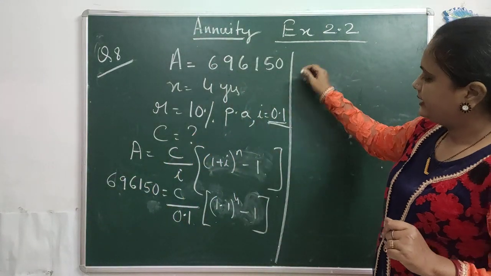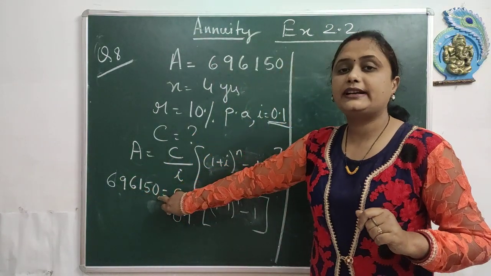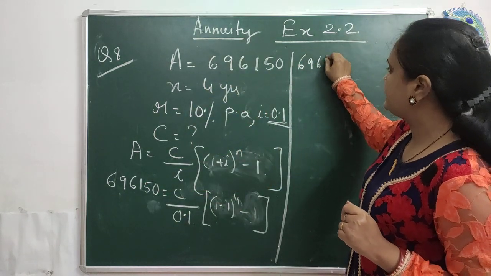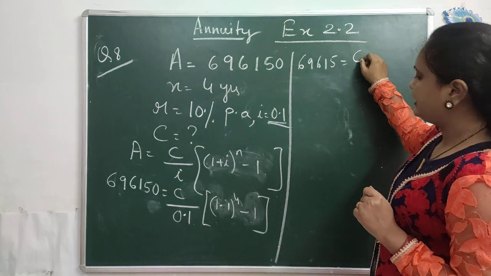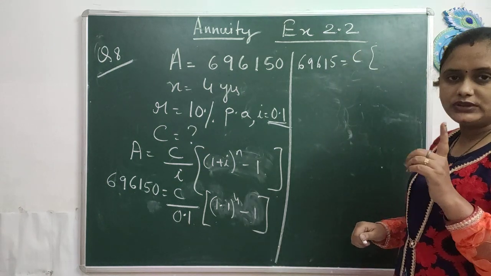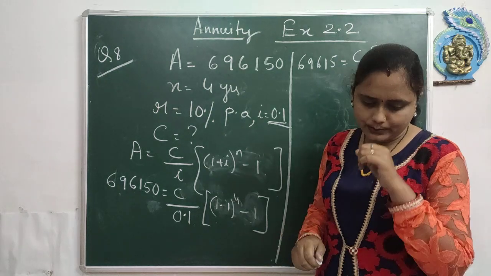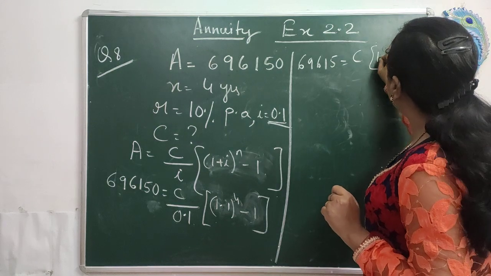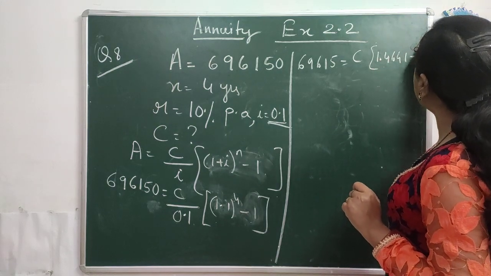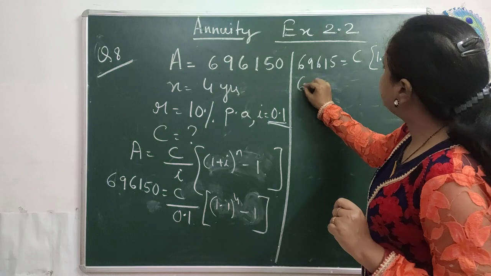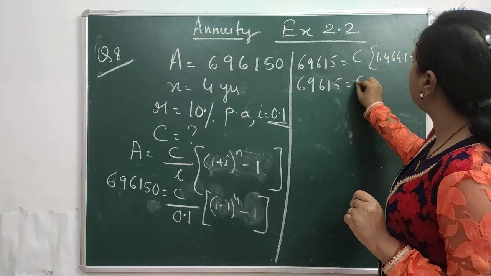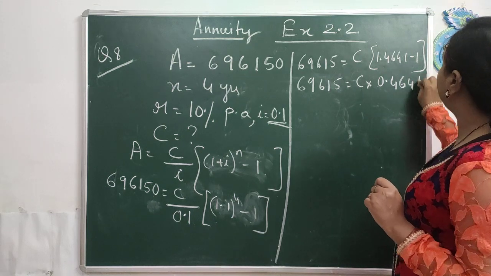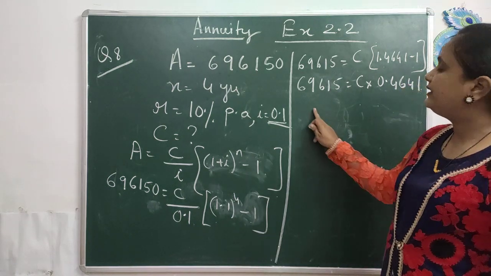So now this will be 6,96,150 into 0.1. So this becomes 69615 equal to C into 1.1 to the power 4. Again the value of 1.1 to the power 4 is 1.4641, 1.4641 minus 1. Again 69615 is equal to C into 0.4641.